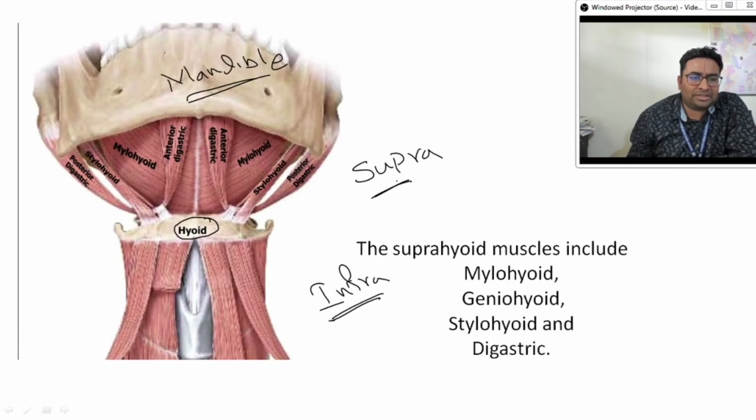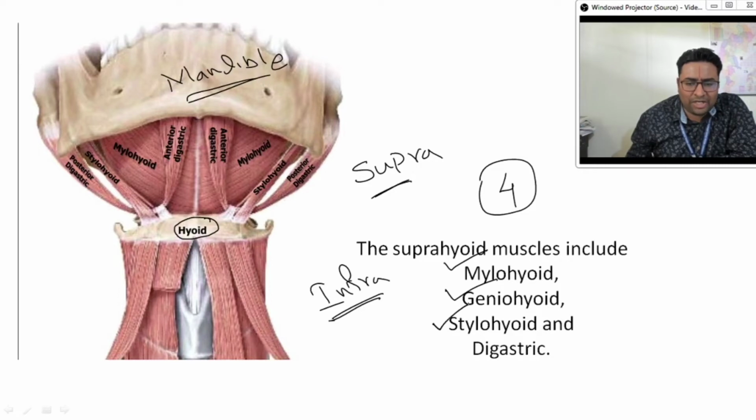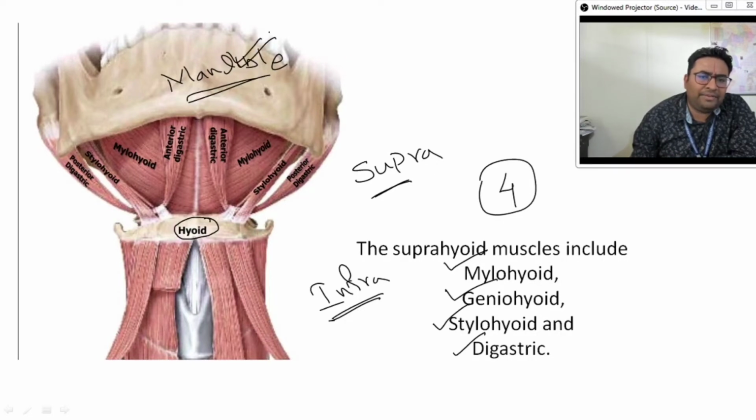What we have to focus on is the name of the muscle. First and foremost thing is the name of the muscle only. The suprahyoid group has four muscles: mylohyoid, geniohyoid, stylohyoid and digastric. Three hyoids and one digastric. Now we'll see the mylohyoid muscle. The word mylo means mandible. From the mandible to the hyoid bone, the muscle which is present is known as the mylohyoid muscle.